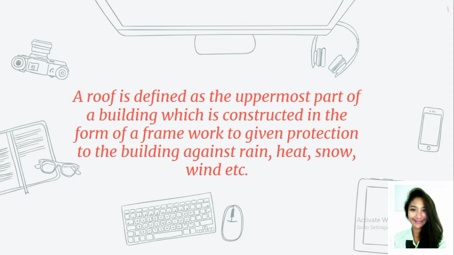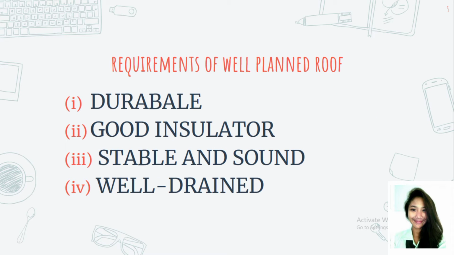So for the roof to be well planned or built, it should be first durable against the adverse effects of various agencies such as wind, rain, sun, and etc. Second, it should grant the desirable insulation against sun and heat. Third, it should be structurally stable and sound and should be capable of taking the loads likely to come over it. And lastly, it should be well drained and have efficient waterproofing arrangement.